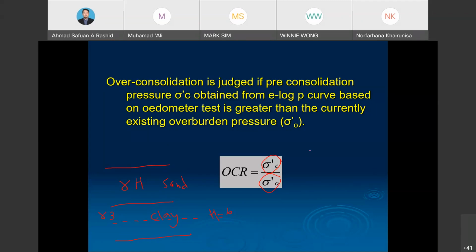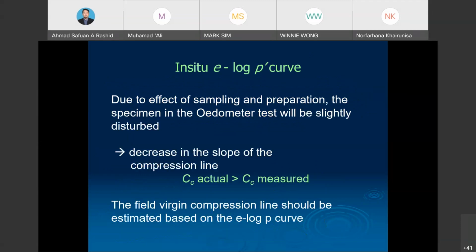Then we compare the value of sigma C over sigma naught. If it is greater than 1, we consider it as overconsolidated (OCR). If it is equal to 1 or less than 1, we consider it as normally consolidated. There is no under consolidated ratio. So that is for the sigma C.